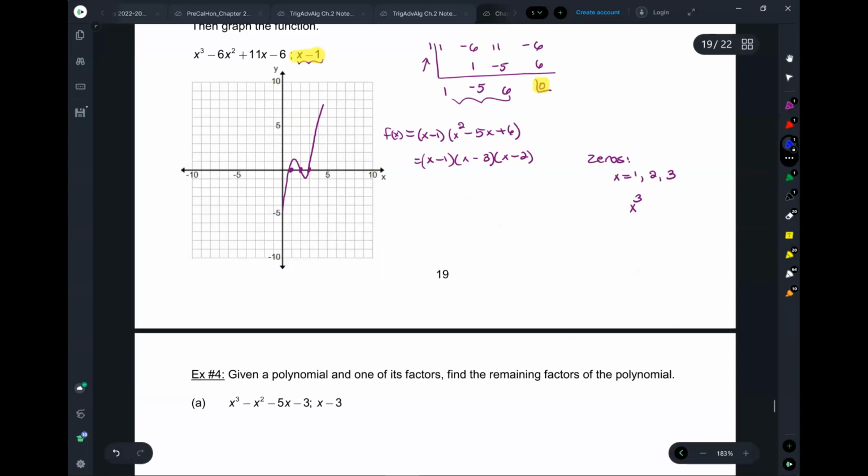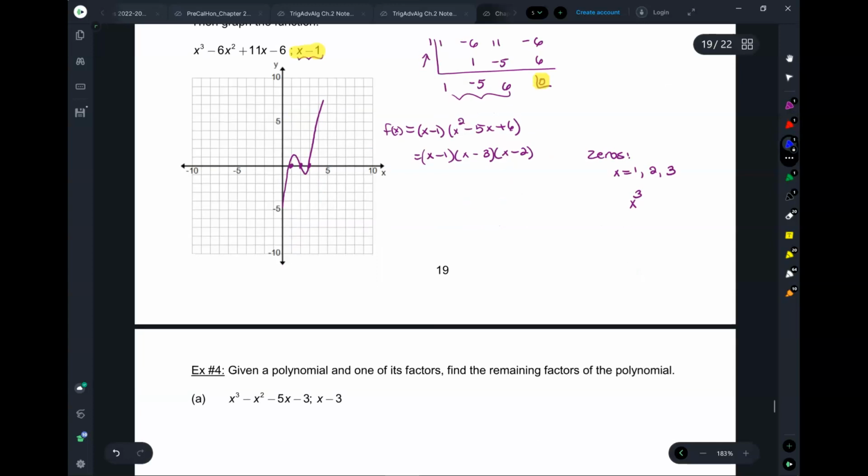We can do a little bit more precision here. We can figure out the y-intercept. Right? What is the y-intercept? When x is 0, y equals negative 6. So here I can even go with a little bit more precision. Okay.